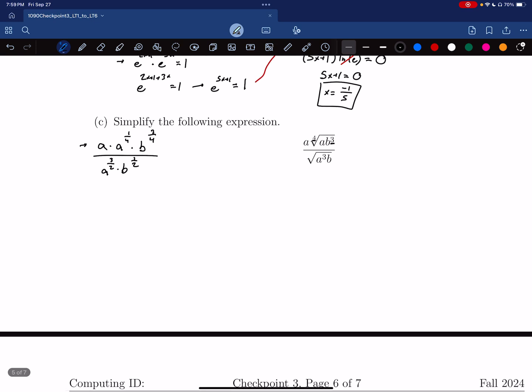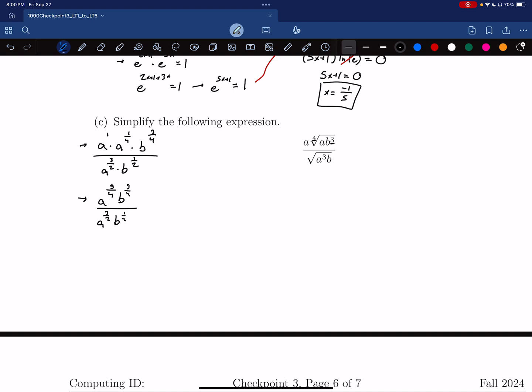So let's just clean up that numerator a little bit to get it in terms of just 1a and 1b. And I'll just stick a to the 1 right here, just to make it a little easier to see. Since we're multiplying bases of a, we can add those exponents. We'd have a to the 1 plus 1/4, which is equal to 5/4. And b to the 3/4 will still be the same. A to the 3/2 and b to the 1/2.